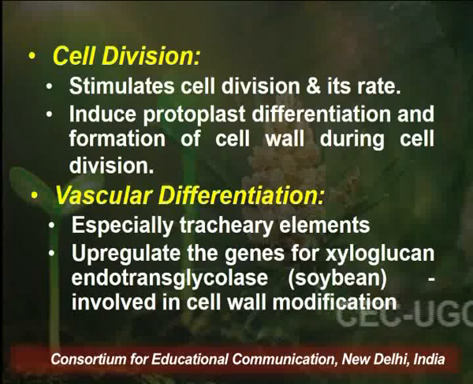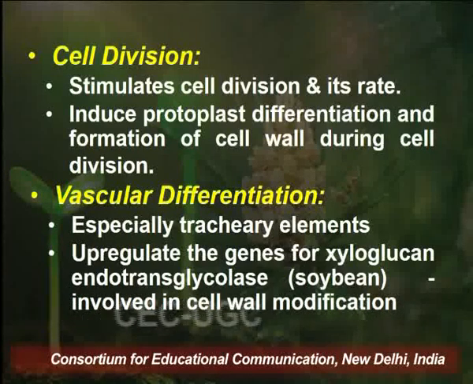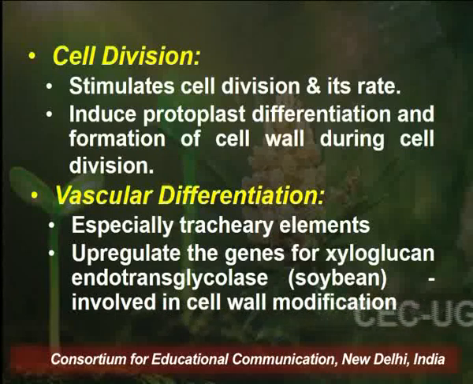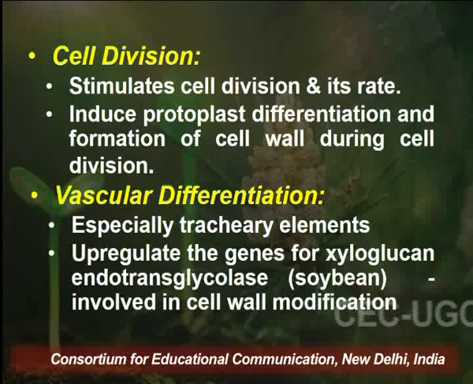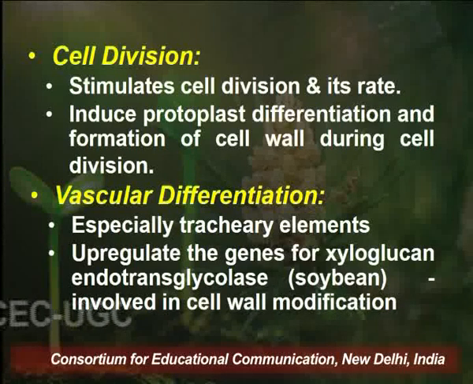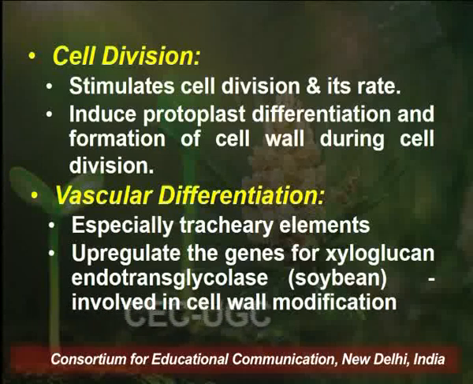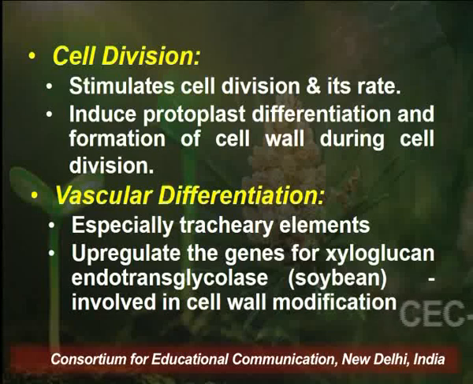Now brassinosteroids have also been observed to cause vascular differentiation, especially the tracheary elements or the xylem vessels. It has been found that they upregulate the xyloglucan endotransglycosylase enzyme, or the genes responsible for the action of these enzymes, and this enzyme is responsible for the formation and strengthening of the cell wall. In other words, it helps in the modification of the cell wall from a soft one towards a harder one. So this is how they cause the differentiation of the vascular tissues as well.